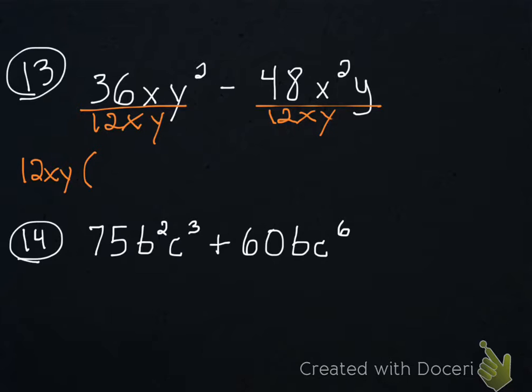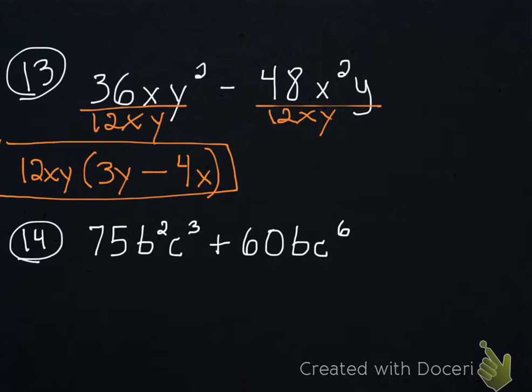Now 36 divided by 12 is 3. X's cancel. I had 2 y's, took 1 away, I'm left with 1. Minus 48 divided by 12 is 4. X's, I had 2, took 1 away, I still have 1 left. Y's cancel. So my answer is 12xy times 3y minus 4x.